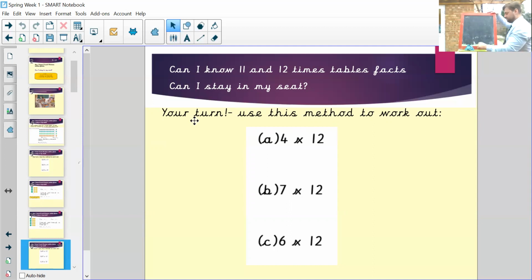And then our last question, 6 multiplied by 10, or 12, sorry. So we do partition the 12 first into 10 and 2. 6 times 10 is equal to 60. And then 6 times 2 is equal to 12. 12 plus 60 is equal to 72. So therefore, 6 multiplied by 12 is equal to 72. Well done if you got the questions correct.